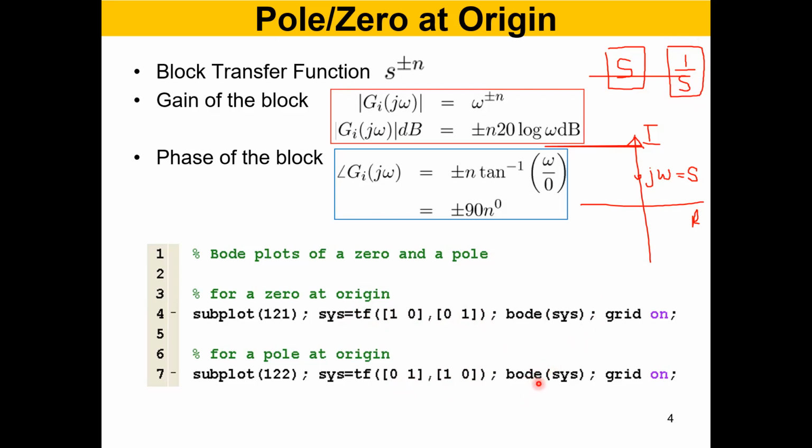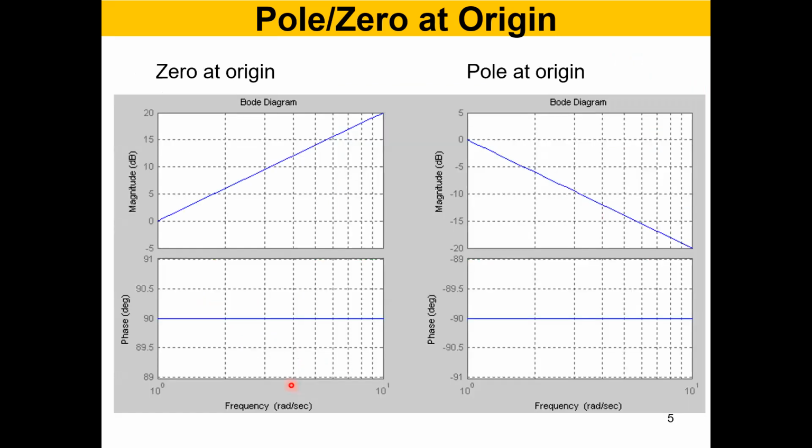Then you draw the Bode plot, bode(sys). Now, when you have two Bode plots on the screen, you need to have them side by side. So you partition your display using the subplot command. Subplot(1,2,1), subplot(1,2,2). You have one row and two columns. Here you go to the first column, here you go to the second column. So this is the result.